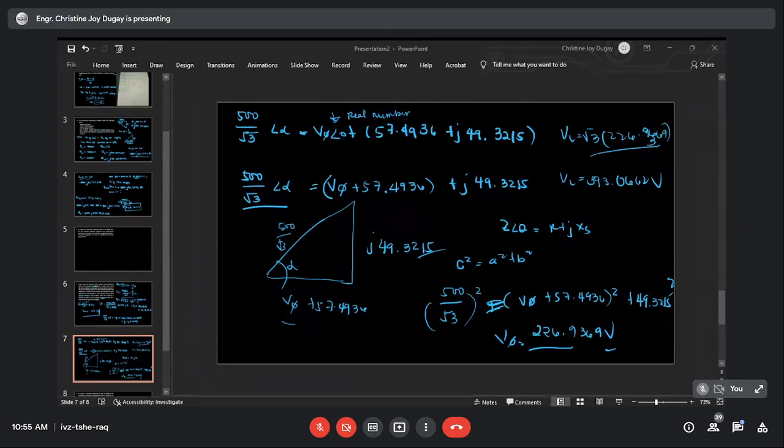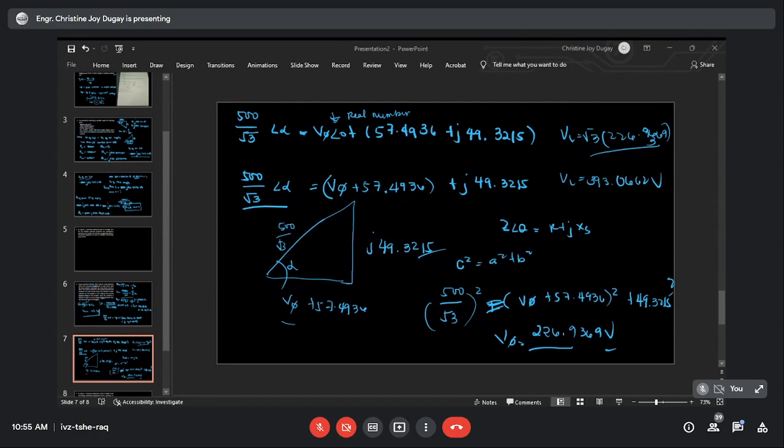You can use Pythagorean because you already have the value of the magnitude, or the C, the longest side. So that is the process. Any questions, clarifications before we end the class?